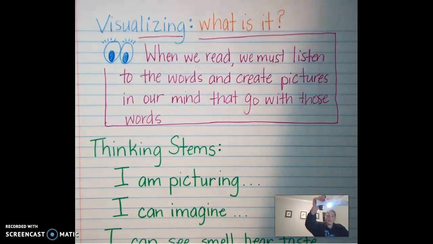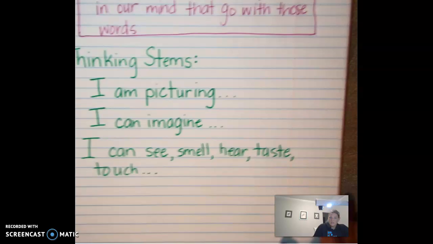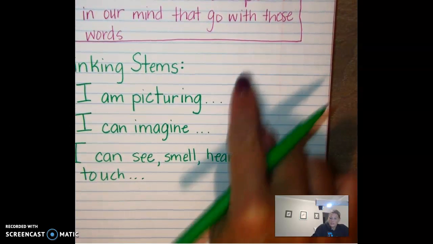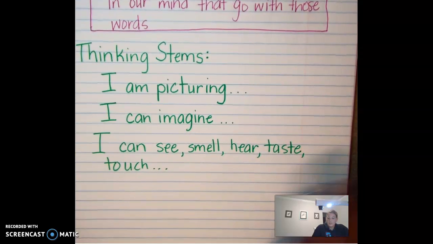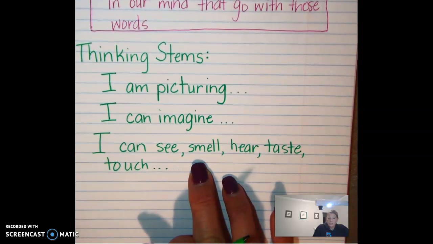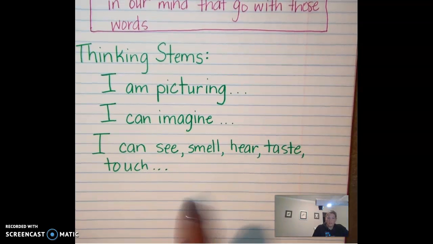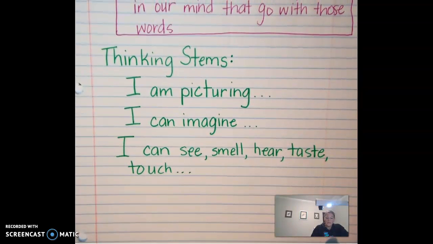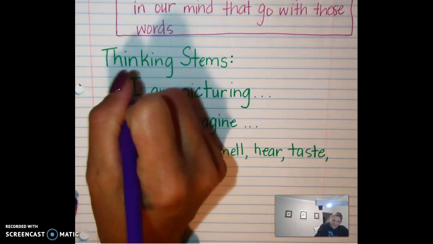So today, while I'm reading and you're listening, I want you to draw a picture of what you're picturing while I read. If there's something you can see, smell, taste, hear, or touch based on what I say, draw that to go with our story. Okay? And you can do that down here at the bottom if you want, instead of on the side, that gives you more room. So these are kind of some of the thinking stems that we can use to help ourselves visualize.